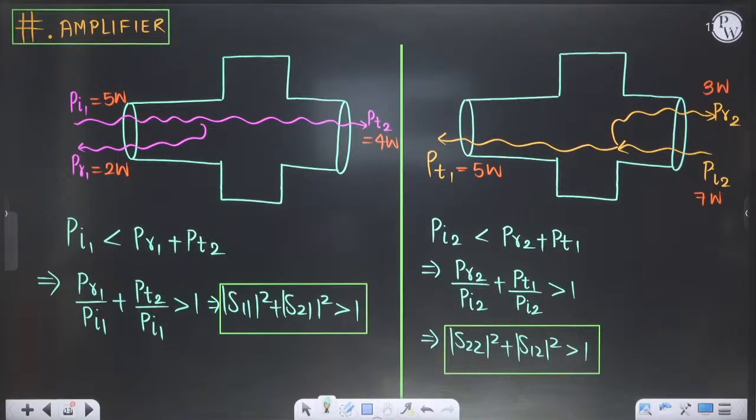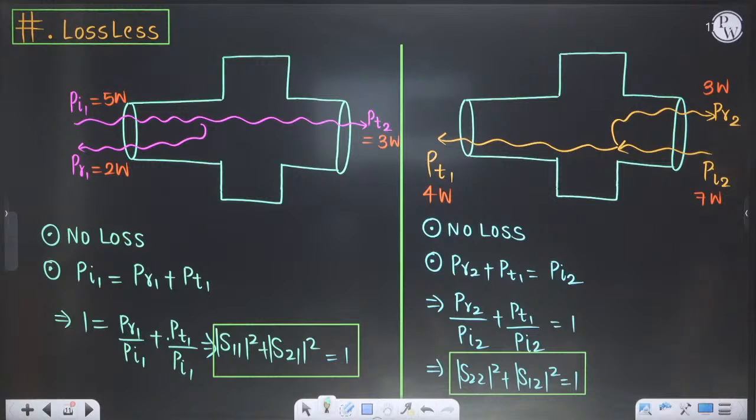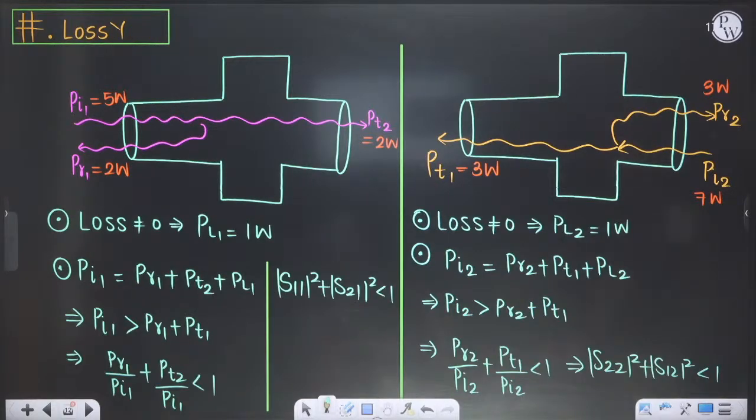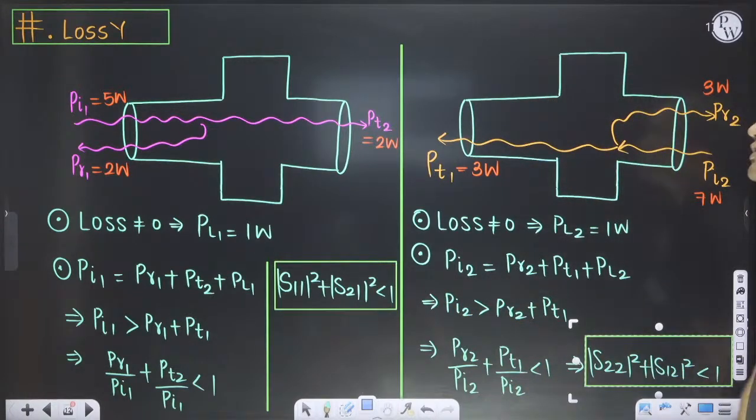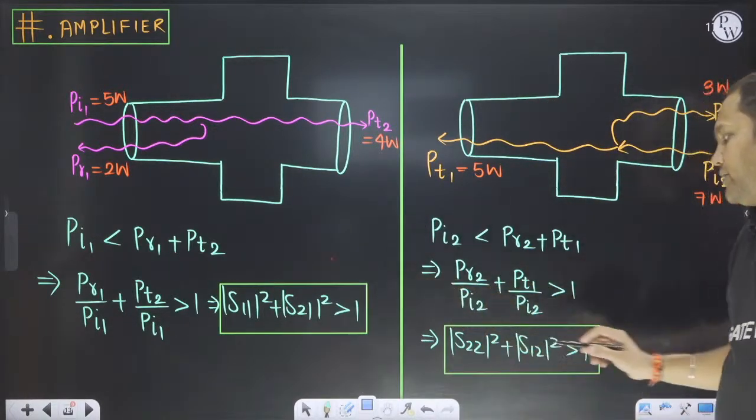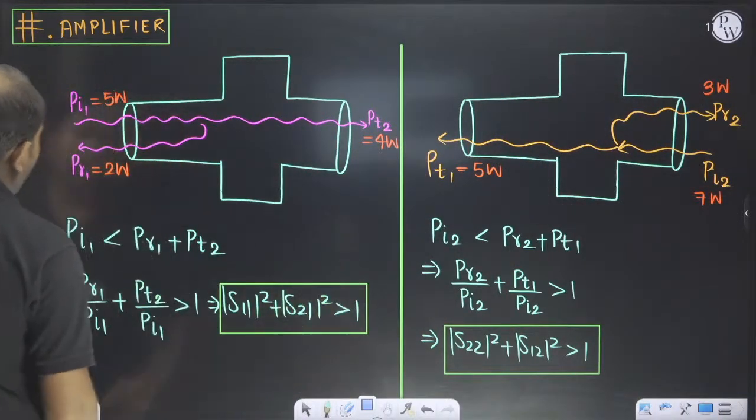For lossless, what is the condition? What is the condition for lossy? For lossless, the condition is S11 square plus S21 square is equal to 1 and S22 square plus S12 square is equal to 1. And for lossy, S11 square plus S21 square is less than 1, and S22 square plus S12 square is less than 1. Yes sir, this is the condition for lossy. For amplifier, it is greater than 1 and this should be greater than 1. So you will analyze all these parts.